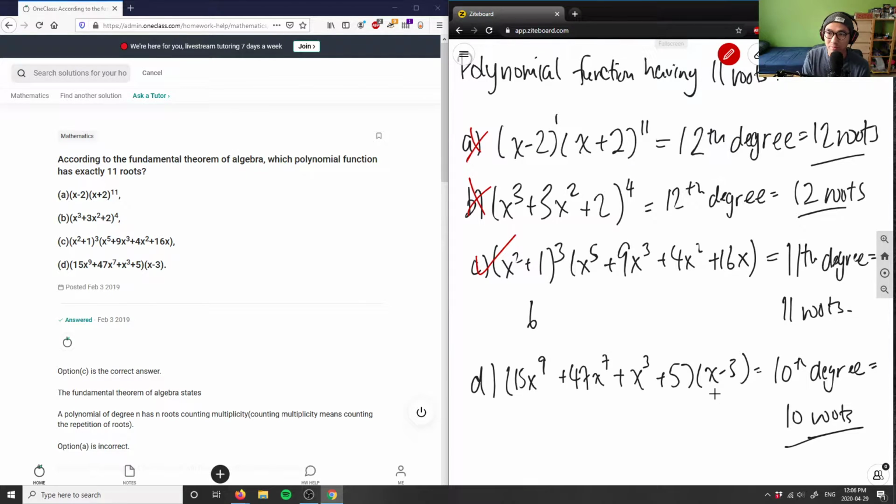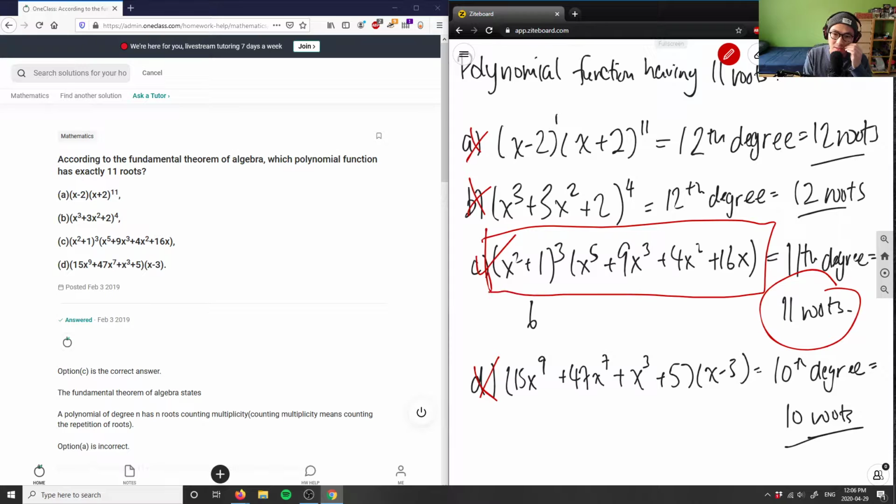So again, this here means that C here is our correct answer because it gives us 11 roots. So this here is our correct answer. C here is our correct answer. And as you can see, the solution also says option C is our correct answer.